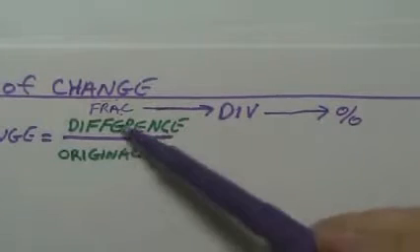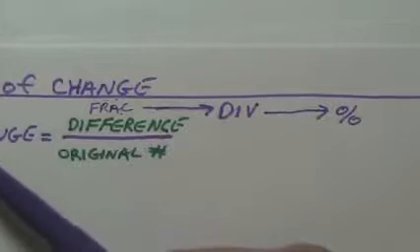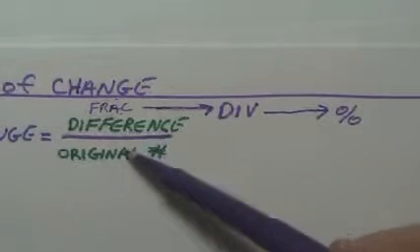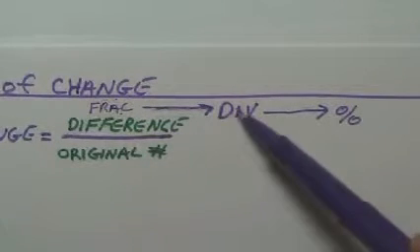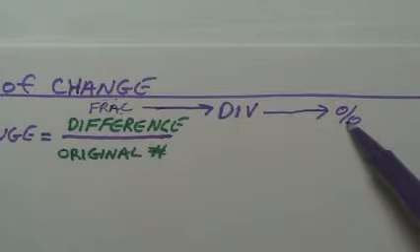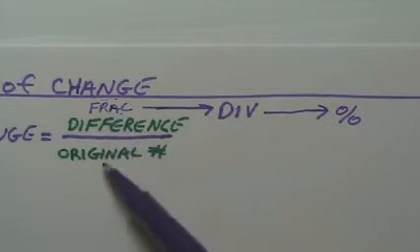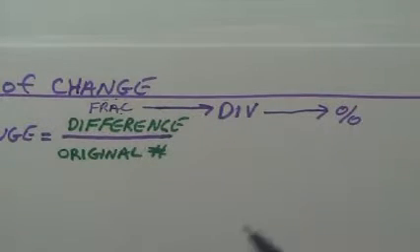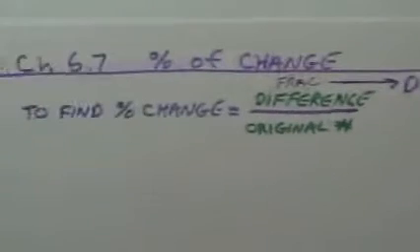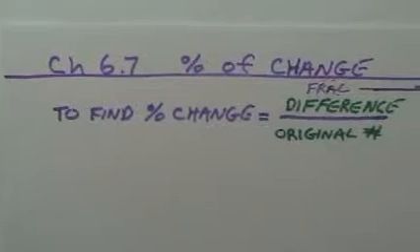Now, once we have this fraction, that's not the answer. Remember, we want to find the percent. So when you have a fraction, you just simply divide it, and after you divide it, you can make it into a percent. Move the decimal over to make it a percent. So we're going to take this fraction, divide it, and then find the percent. Remember, we're trying to find the percent change.